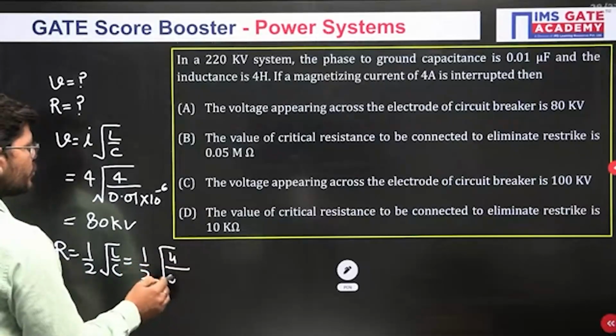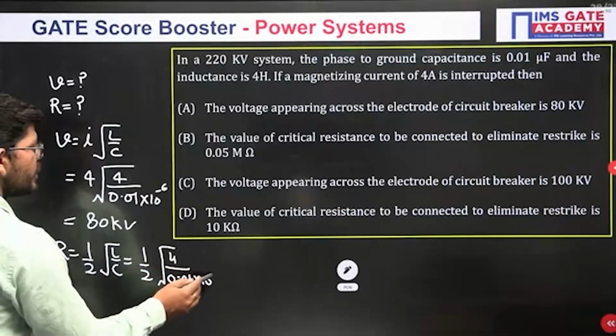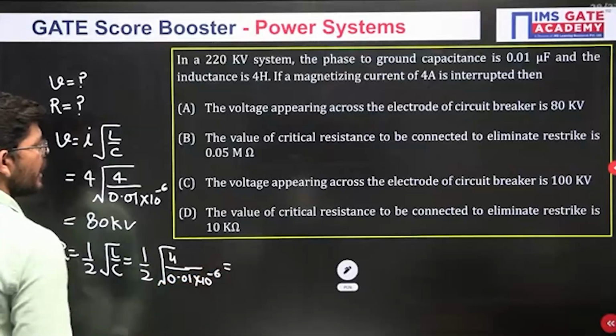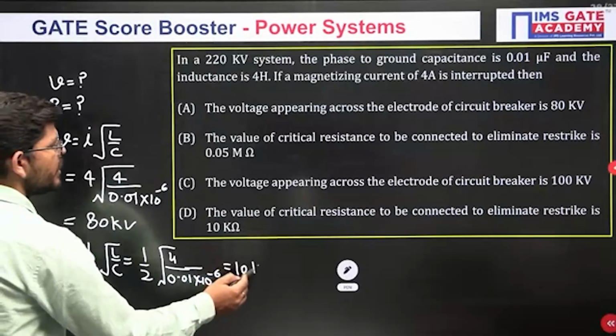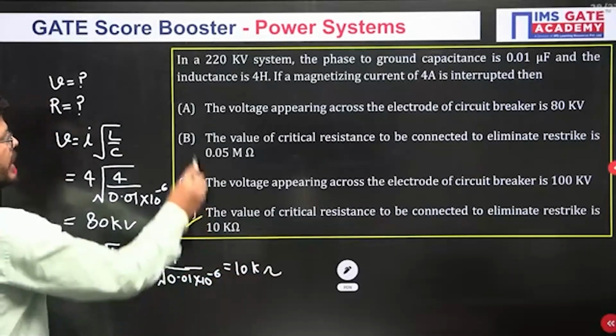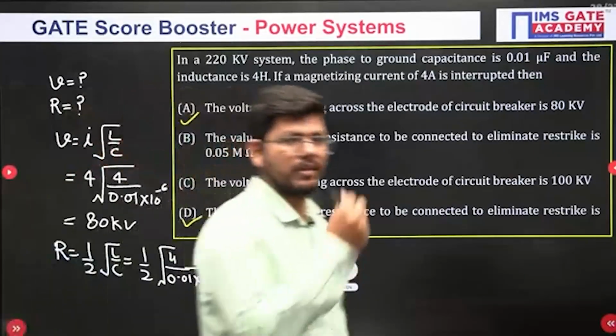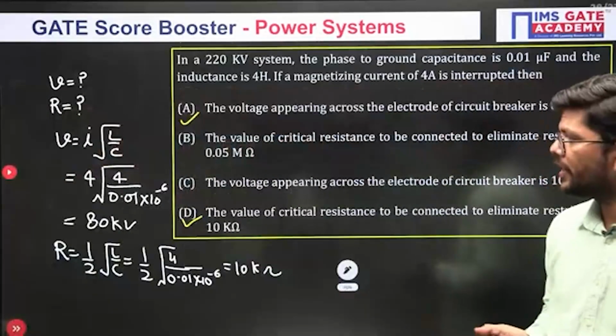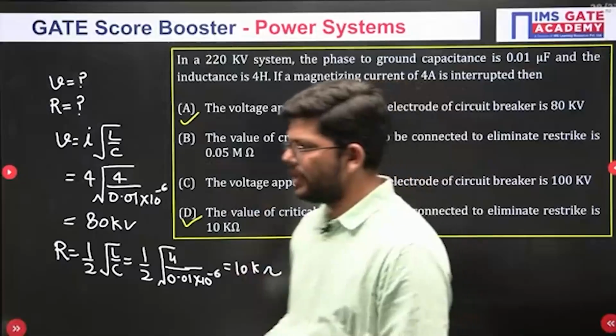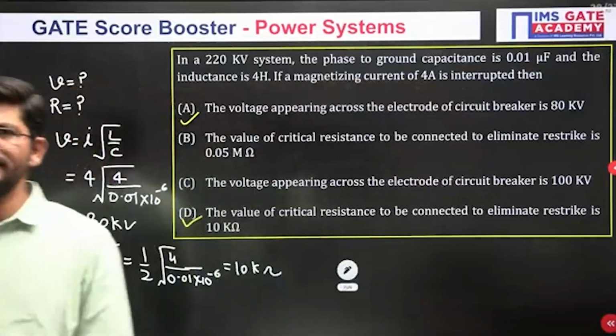Okay, so they have asked a question related to the same as well, and when you solve this, you will get 10 kilo ohm as the resistance. So A and D are the correct options. All you require to know is these two formulas and you will be able to solve this question. I hope this was very easy, isn't it?